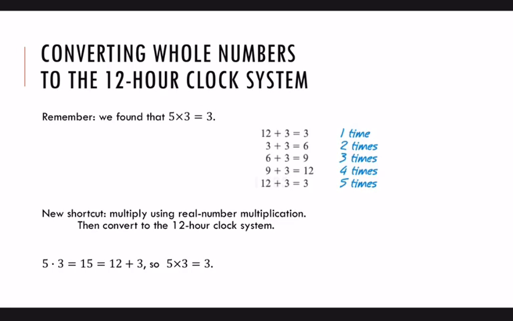So let's look at how this would work for a multiplication problem to make this easier. Now your shortcut: we found 5 times 3 is 3, counting ahead by 3 hours 5 times. Here's your shortcut. Just multiply as normal, 5 times 3 is 15, and I switched to a normal multiplication symbol just to emphasize that this is not clock multiplication. And that's 15, and then just convert to the 12-hour clock system. So see what the remainder is when you divide by 12, or subtract as many 12s as possible and see what's left. So 15 is 12 plus 3. And there's your remainder. So that would also tell you that 5 times 3 is 3.